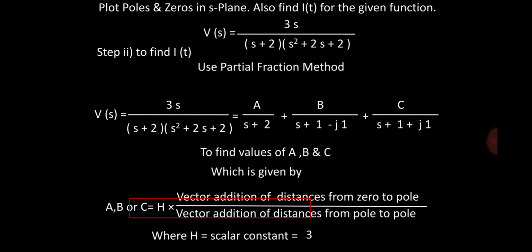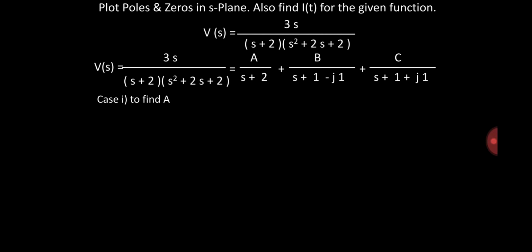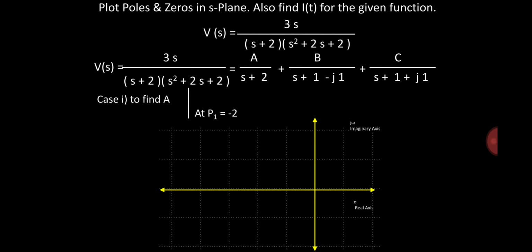Okay, now we will put the distances from zero to pole and from pole to pole in this formula, and we will find out the corresponding values of A, B and C. So here case 1, to find A. To find A at P1 is equal to -2. So we are going to find out the value of A at P1 is equal to -2. For that again we will use the pole zero diagram.